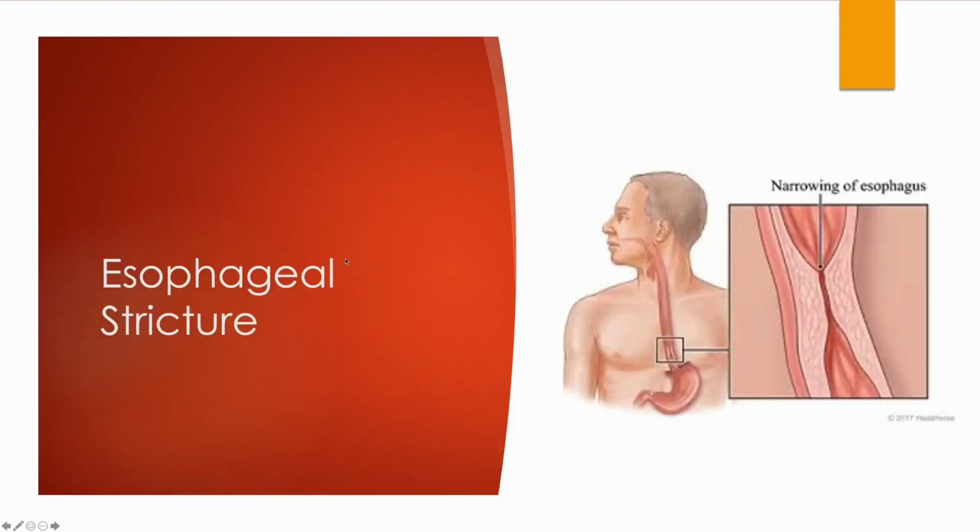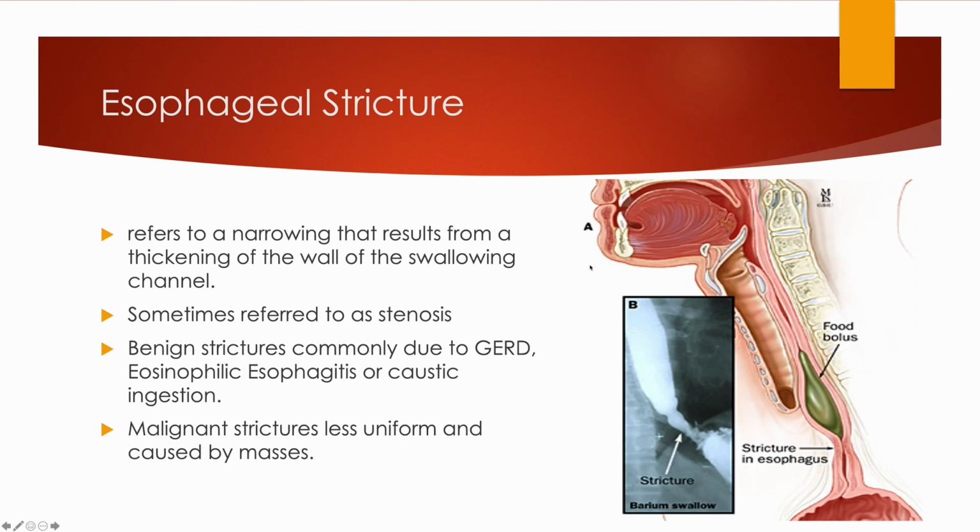All right, moving on. Esophageal stricture. So stricture, just like a stricture anywhere else, is a narrowing. Okay, and so stricture can be from thickening of the wall of the esophagus, and that can be for multiple different reasons. Sometimes they refer to it as stenosis. Benign strictures are usually due to GERD, so that acid that keeps splashing up causes scarring and narrowing of the walls.